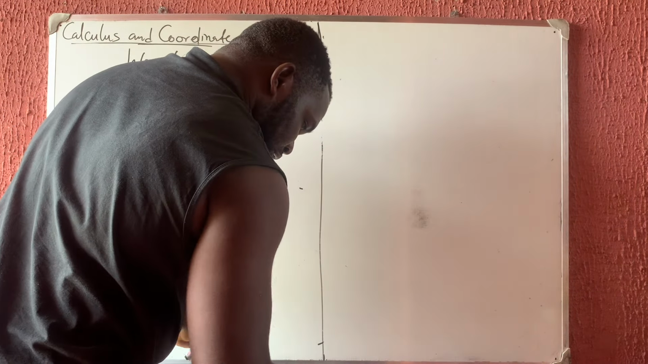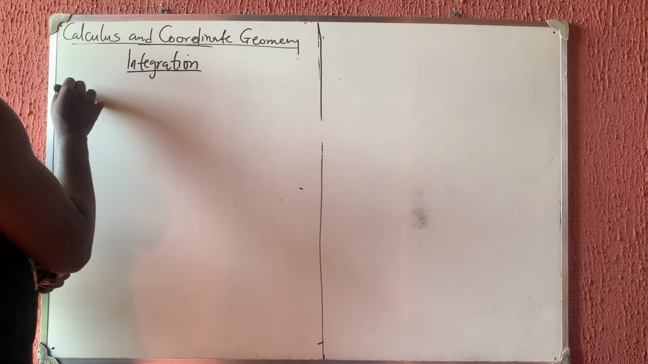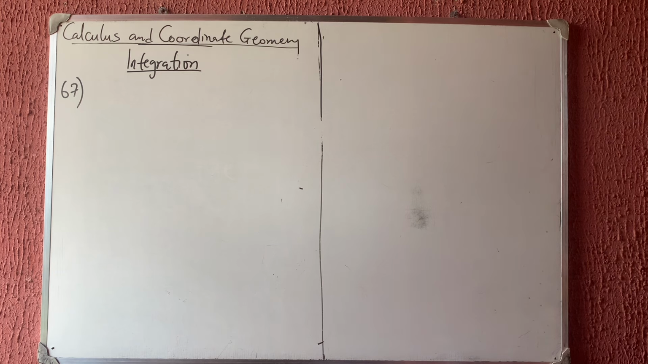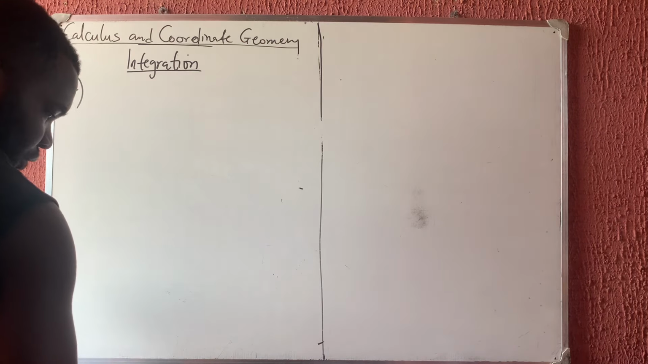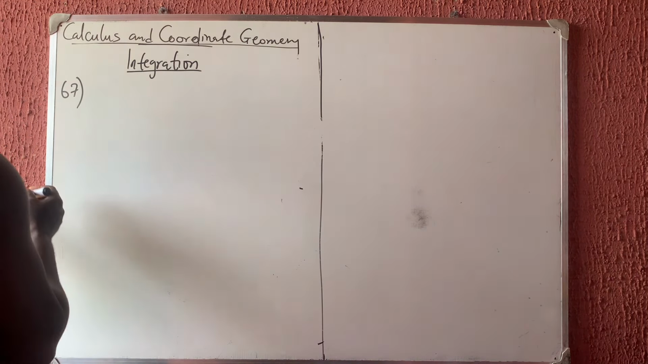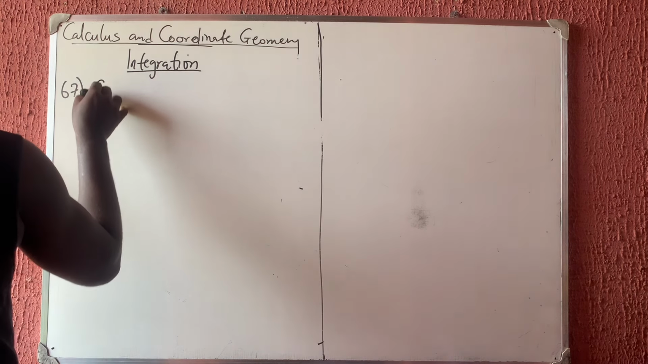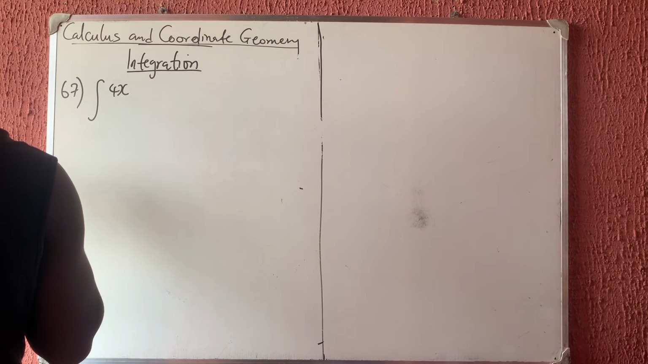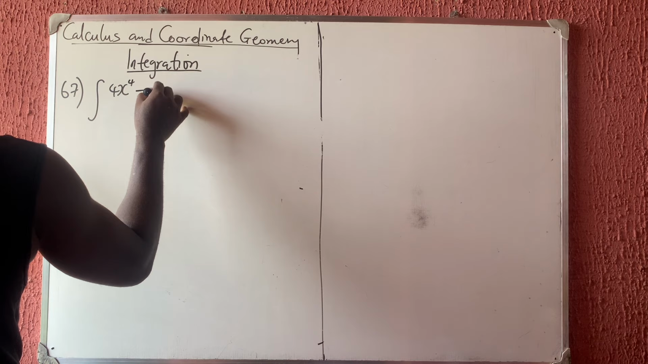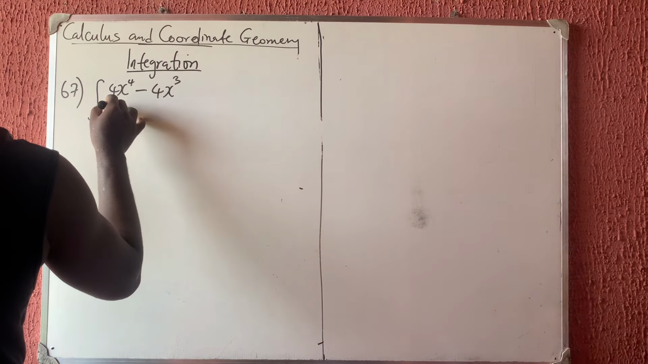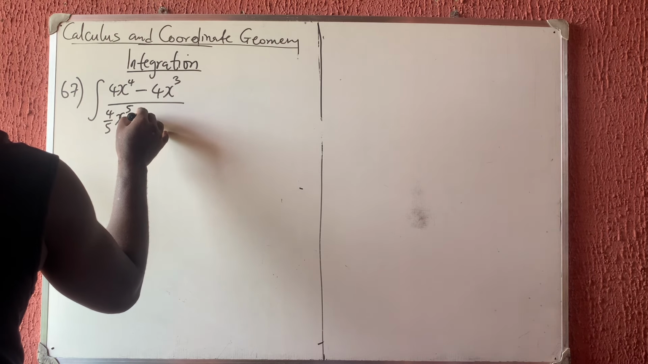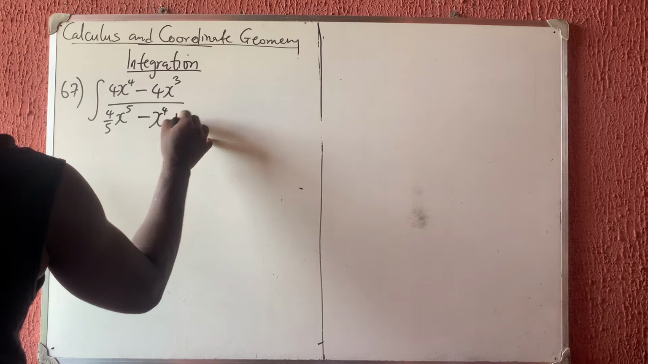Okay, the next question for integration is question number 67. Question number 67 said the integration of 4x raised to power 4 minus 4x raised to power 3, all over 4 over 5 x raised to power 5 minus x raised to power 4, then plus 6, dx.